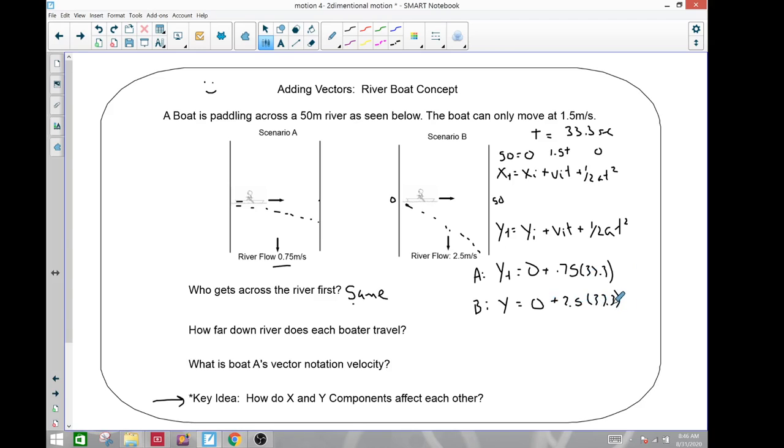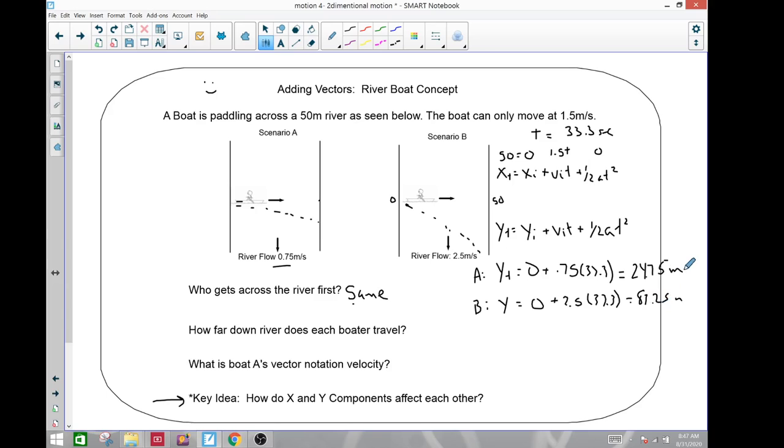So let's punch this out quickly on the calculator. We got our answers. 0.75 times 33.3 equals 24.75, so this guy ends up 24.75 meters down the river, and this one, 33.3 times 2.5, is 83.25 meters. This is just in meters, so a pretty standard question.